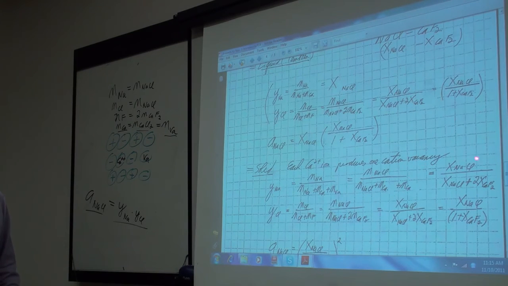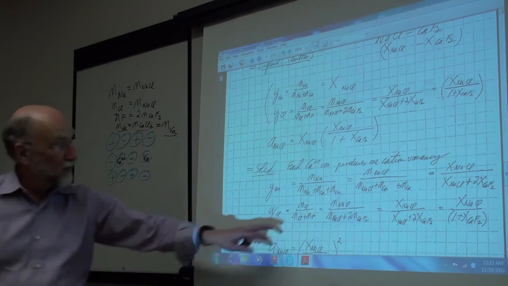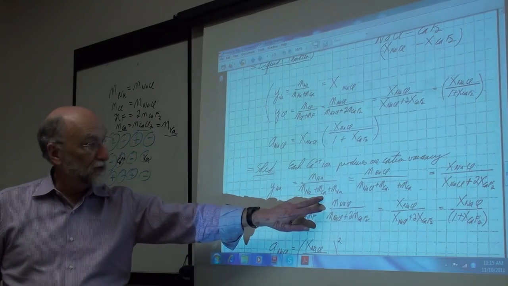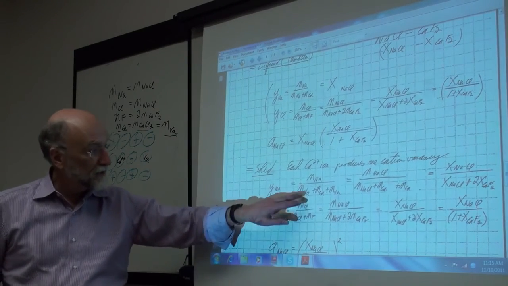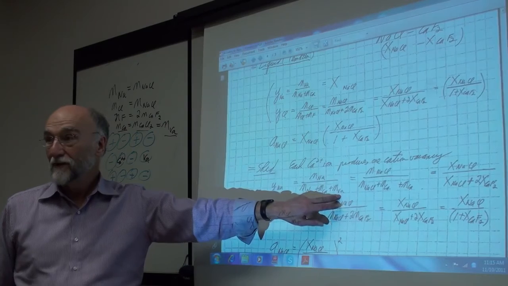So this is the mole fraction of sodium chloride over the mole fraction of sodium chloride plus twice the number of moles of calcium fluoride for the cation sites. Okay? Site fraction has changed because the total number of sites is different now than it was before. In the liquid, the total number of sites was simply the number of moles of sodium plus the number of moles of calcium. Now the total number of sites is sodium plus calcium plus vacancy.